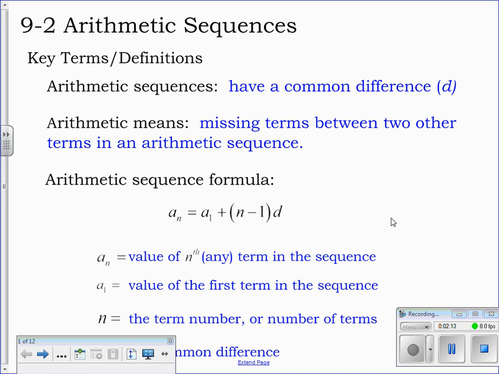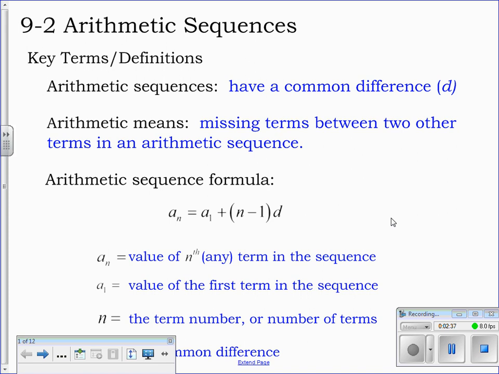Arithmetic sequences have a common difference, d. We did that. The arithmetic sequence you get by adding or subtracting the same number each time. Arithmetic means are the ones between, let's say I have missing numbers and I want to find the missing numbers. Okay, we'll figure out how to find those, the arithmetic mean, how to figure out what those missing numbers are.